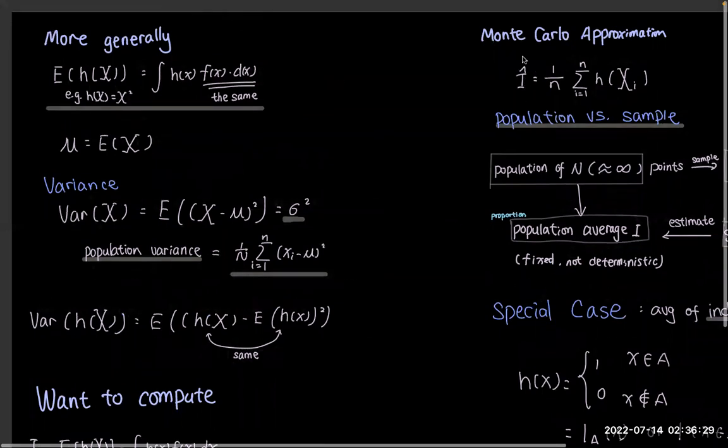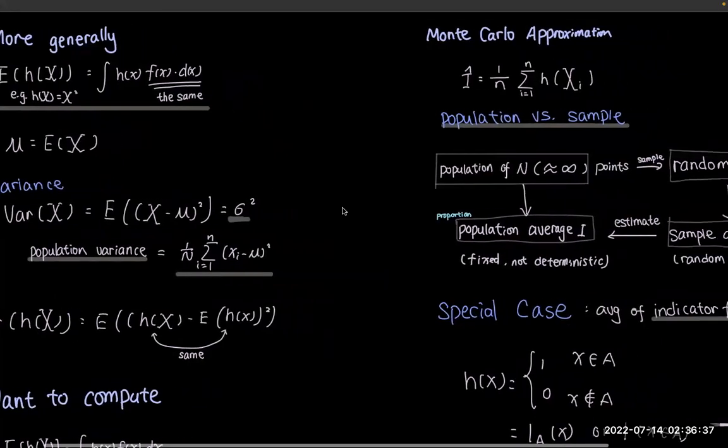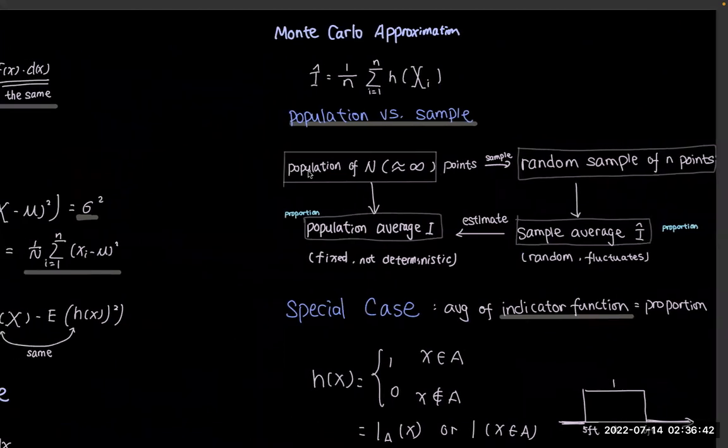So this I hat is a random number. Hopefully this number will fluctuate around the true quantity I that we want to approximate. Here again, the paradigm is that we have a population of endpoints, which can be described by a density, and this big N is almost infinite. And then we randomly sample a small number of endpoints.